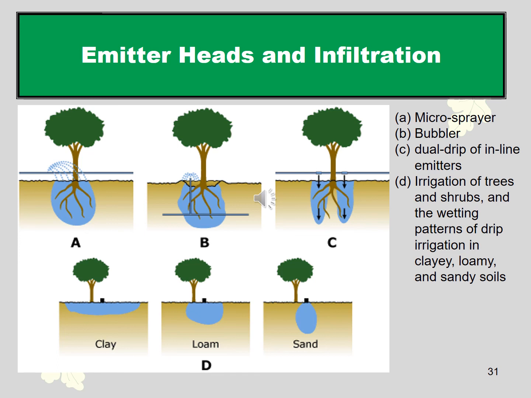And then below in D, you can see the differences of if we had the exact same emitter in 3 different soil types, how the wetting would be different. With sand, it's very porous and it doesn't hold on to water very well, so the water infiltrates very deeply, very quickly. In clay, it does not move very fast. It's denser and it holds on to water, so you get more lateral expansion of the water in the soil instead of vertical. And loam is kind of right in between.